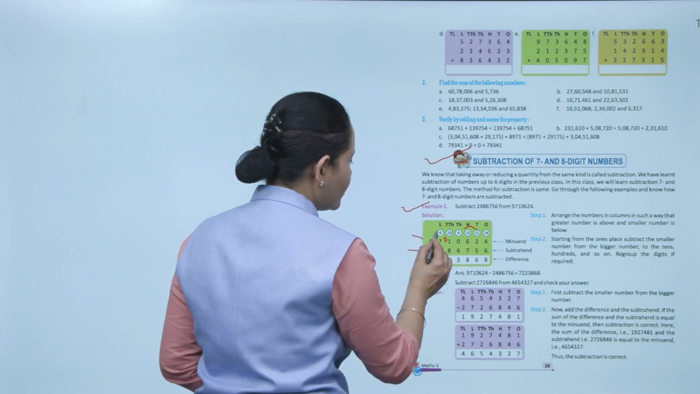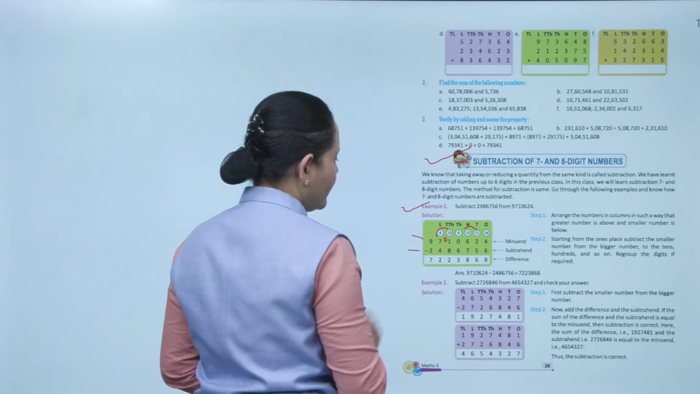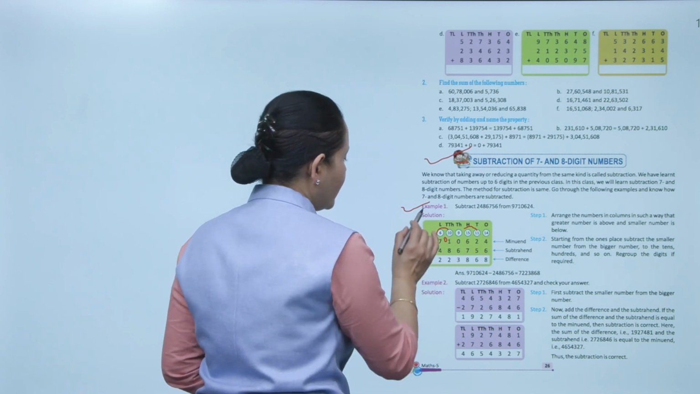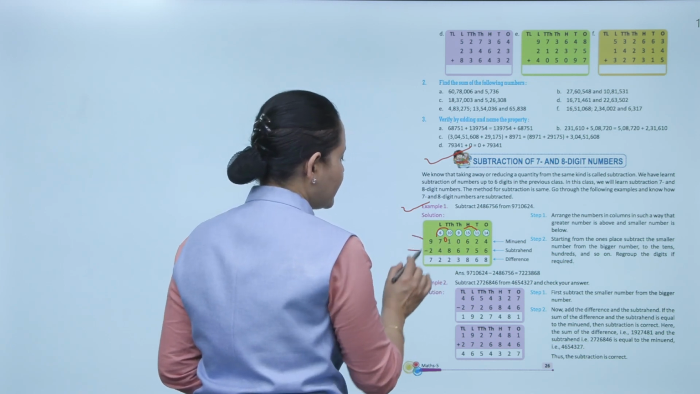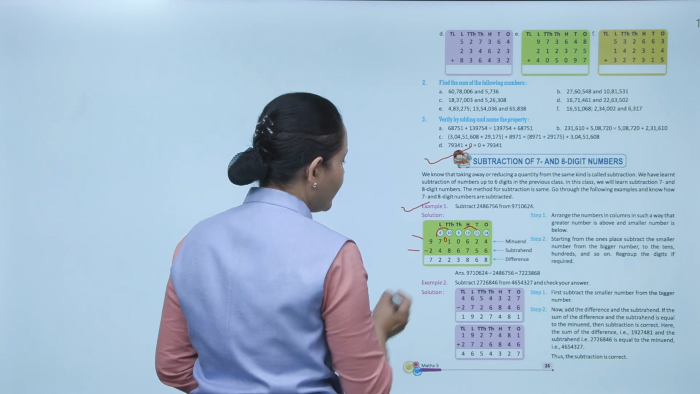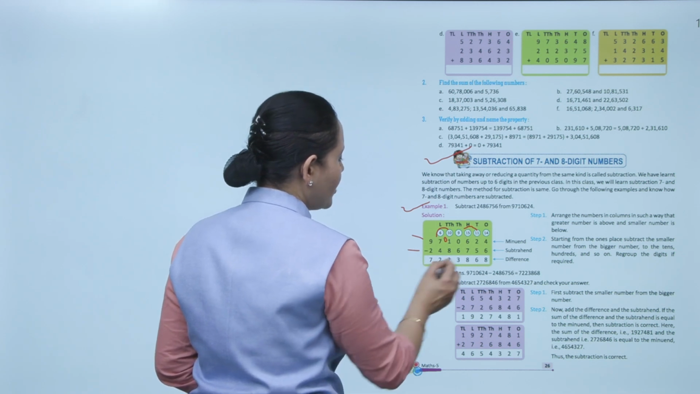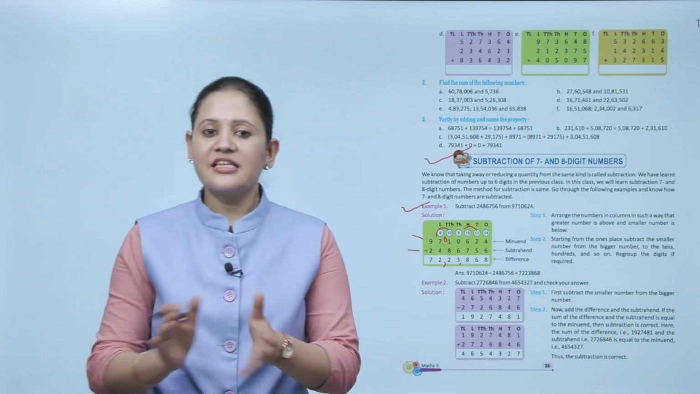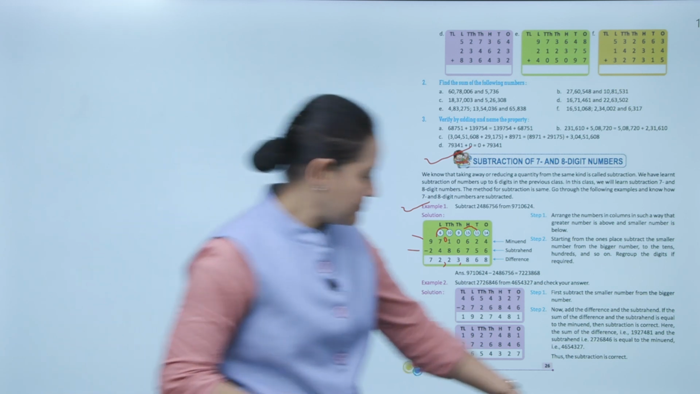Here it is 0. So we will borrow from here. It becomes 6 and it becomes 10. 10 minus 8, that is 2. 6 minus 4, that is 2. 9 minus 2, that is 7. So our answer is 72,23,868. Like this, we will subtract the numbers.